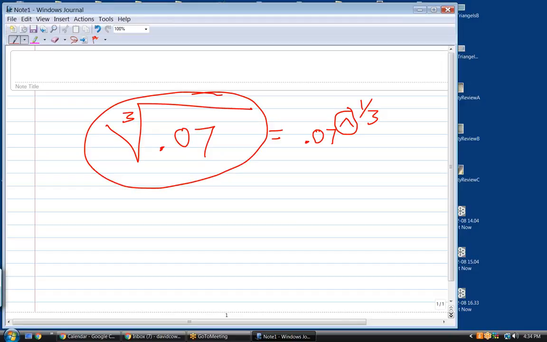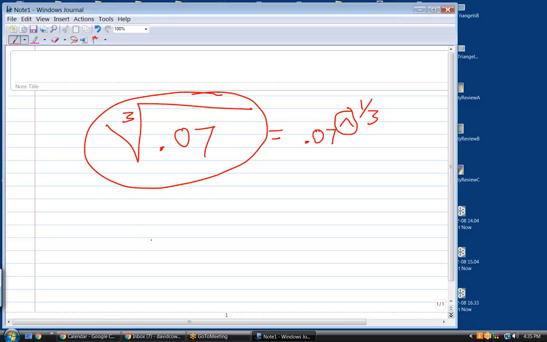1 divided by 3? Yeah, and notice that the entire exponent is 1 divided by 3, is it not? No, it gave me something weird. 0.07 and the arrow. Okay, I got it now. What do you get for an answer? 0.412129. Correct. Okay, so that's how you take cube roots.